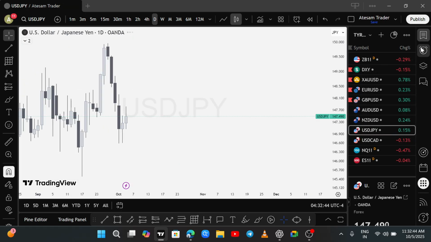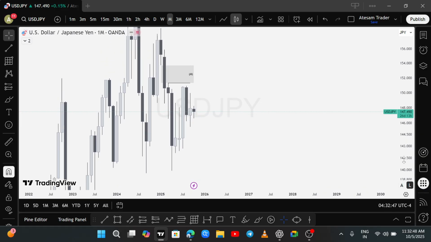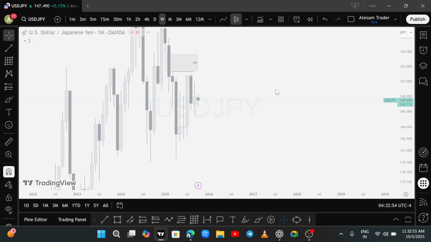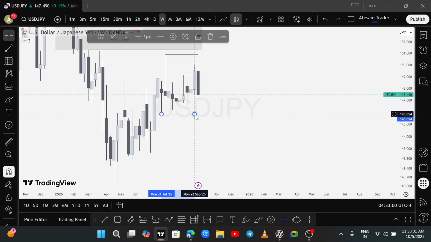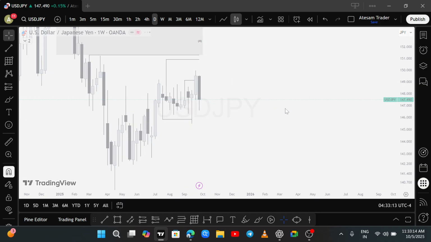So what do we have in USD JPY? Come to monthly, what do we have? We have equal highs. Basically this is a consolidation on the monthly. Also, if you see, what do we have? We have taken the range low, tried to expand. Yeah, now aggressively closing down. This is ranging price action, sweeping highs, sweeping lows. There is nothing here.